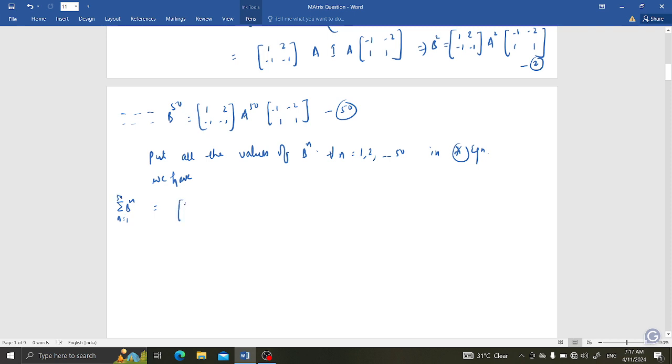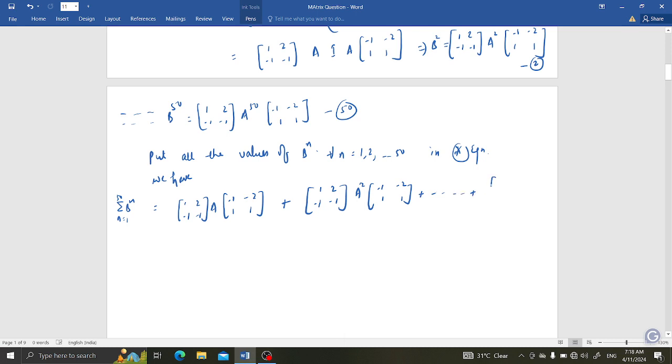So 1, 2, minus 1, A, minus 1, minus 2, 1, 1. This is our B. What is our B square? 1, 2, minus 1, A square, minus 1, minus 2, 1, 1. I know it is quite lengthy, but you can do like that. I will search alternatives for it also.